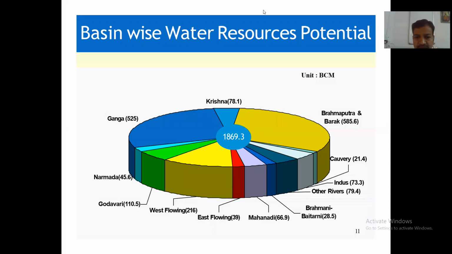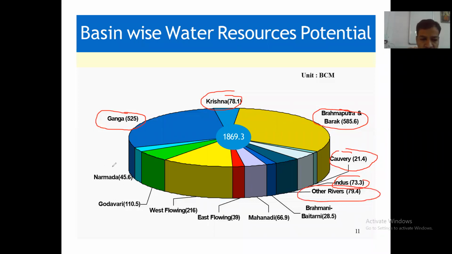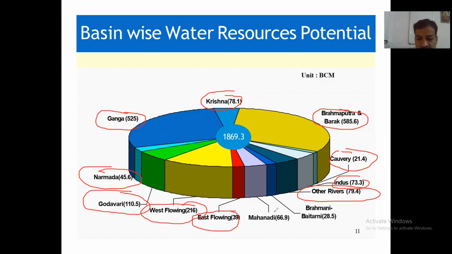It is shown in various colors, starting from Ganga river, which is having water resource potential of 525 billion cubic meter. Krishna having 78.1 billion cubic meter. Brahmaputra and Barak having 585.6 billion cubic meter. Kaveri having 21.4, Indus having 73.3, other rivers 79.4, Narmada having 45.6, Godavari having 110.5, west flowing rivers having 216 billion cubic meter, east flowing rivers having 39 billion cubic meter, Mahanadi having water resources potential 66.9 billion cubic meter. Then Brahmani, Baitarani having 28.5 billion cubic meter.